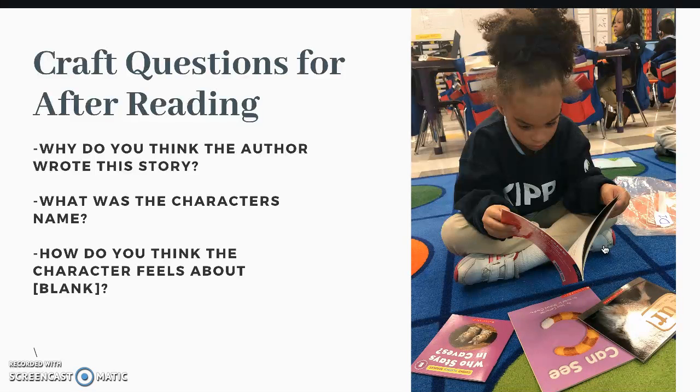The next step in the lesson planning process is to craft questions for when students have finished reading the book. When preparing these questions, you want a variety of difficulty levels, with some easy questions and some harder questions. For example, an easy question is just repeating something that is explicitly stated in the text. More high-level questions are those like, why do you think the author wrote this story? Or, how do you think the character feels about blank?